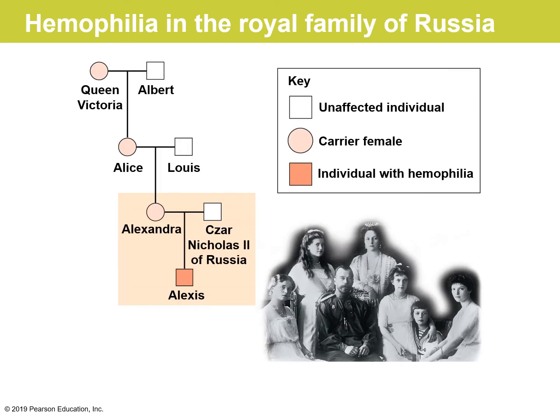Hemophilia in the royal family of Russia. The photograph shows Queen Victoria's granddaughter Alexandra, Alexandra's husband Nicholas, who was the last Tsar of Russia, their son Alexis, and their daughters. Notice that Alexis inherited the allele for hemophilia that had been passed down for three generations.